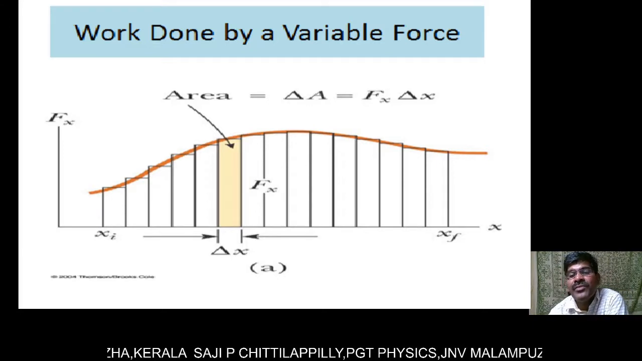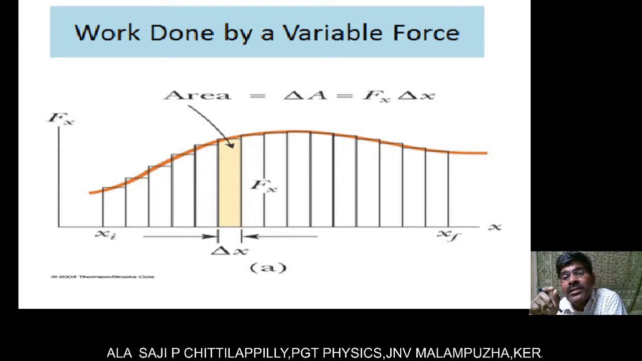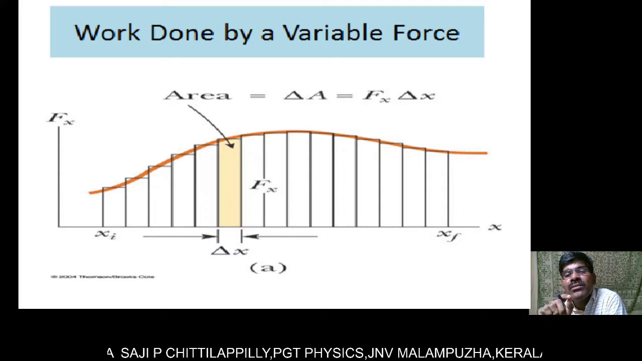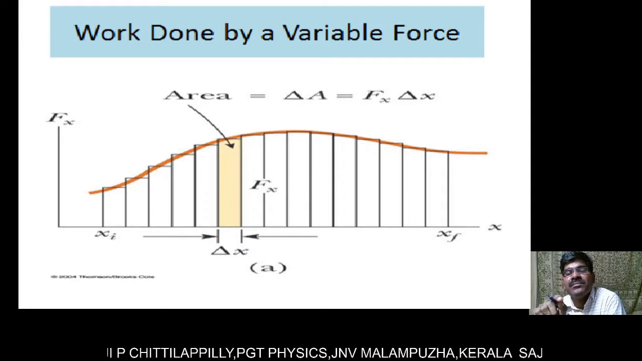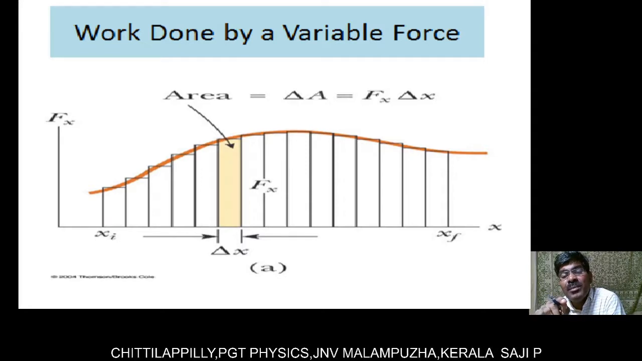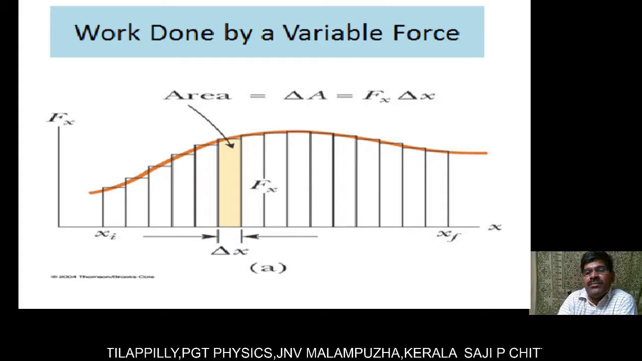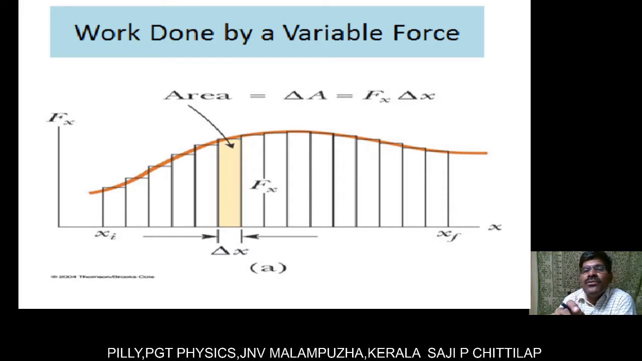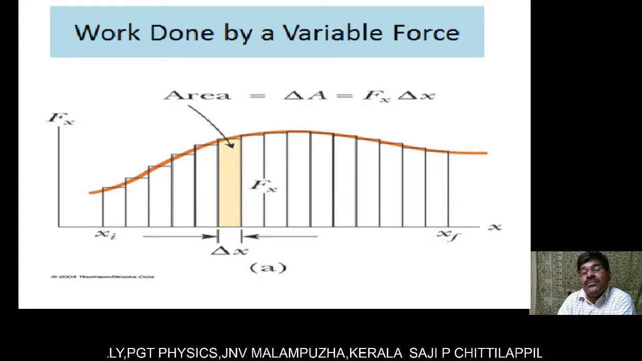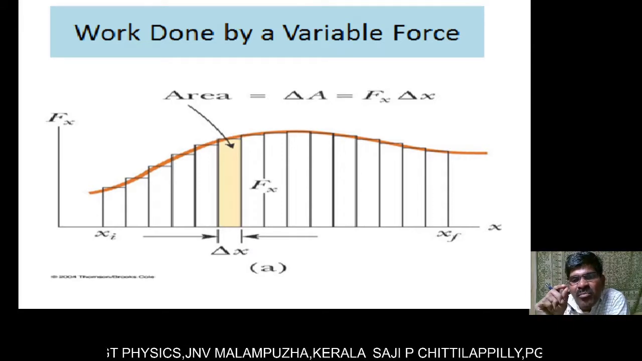I already said we are dividing into small pieces in such a way that the upper side is almost a straight line. That means force remains constant in that small interval delta x. Therefore, we calculate the area of that small rectangle, force into displacement. How can we calculate the total area? We have to sum up these small areas.